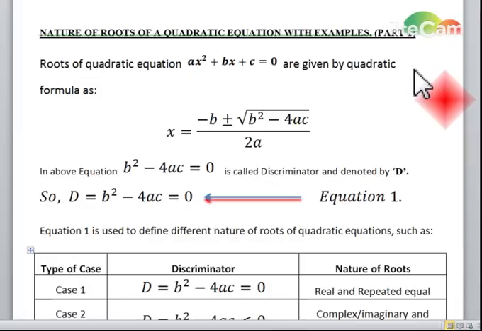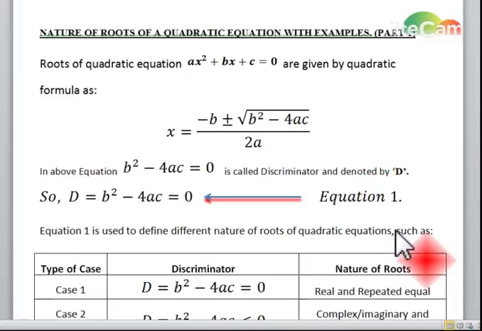Today I am going to discuss an important topic of quadratic equations, which is the nature of roots of a quadratic equation with examples, part 1. As we know, the roots of a quadratic equation ax square plus bx plus c is equal to 0 are given by the quadratic formula as follows.